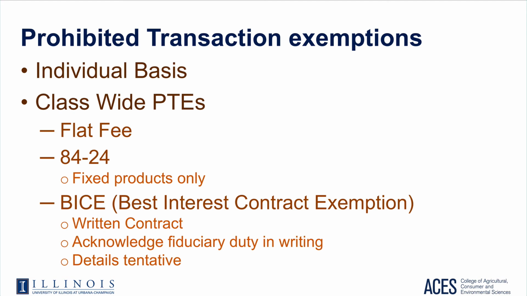But what we've done now with the rule is a bit of genius. We've said you can't get paid like you were unless you follow our specific mandates. So you can follow a fee mandate, you can follow an 84-24 mandate, you can follow a best interest contract exemption mandate. And so that's the ways that you can still act, the ways that you can still be compensated under the new rule.